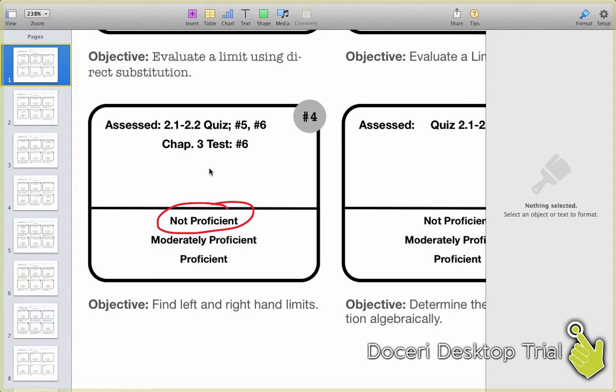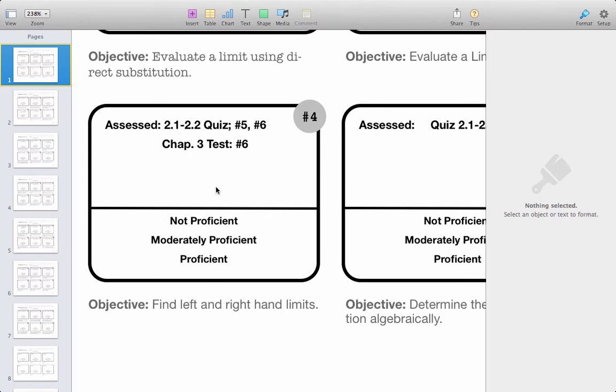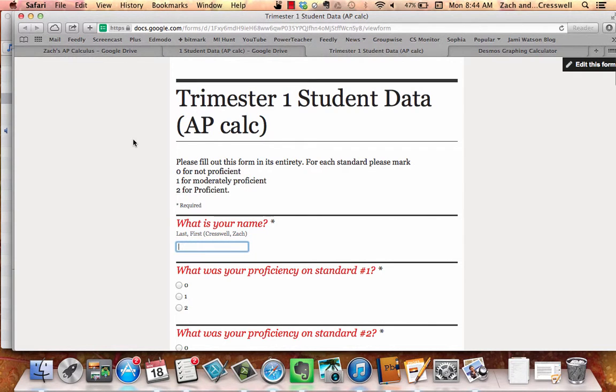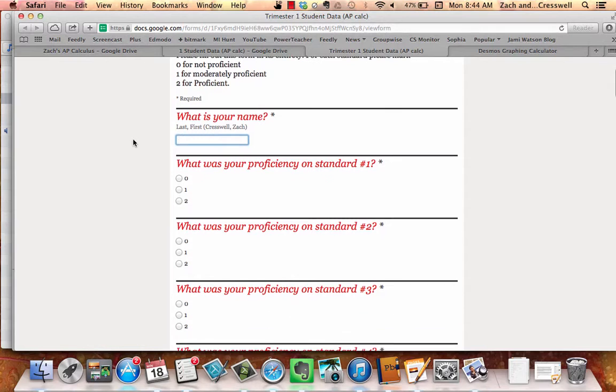Once you are done marking not proficient, moderately proficient, or proficient for the entire packet, you're going to go to the Edmodo page, and then you're going to fill out this form. It says Trimester 1 Student Data, AP Calc. You're going to fill out this form.